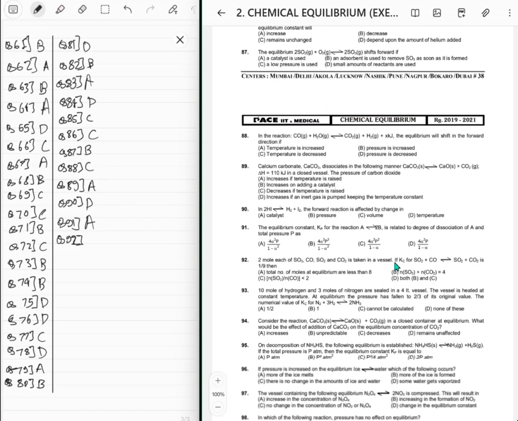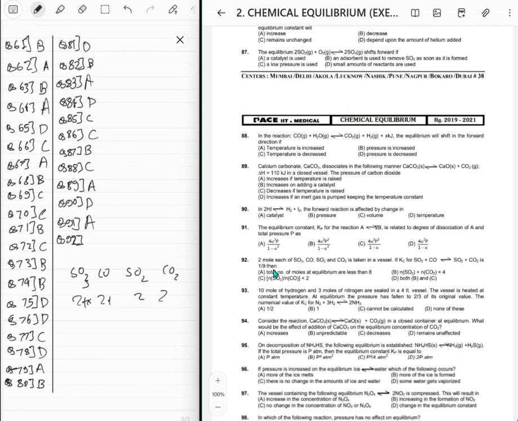Fine. So what's this? I think this is supposed to be SO3, because this just got oxidized and this should have been reduced. So SO3, and this is SO2 and CO2. So 2, 2, 2, 2, and then when the reaction happens, first of all, as you can see, our reaction quotient is 1, right? And the equilibrium constant is 1 upon 9. That means it's going to go backward.